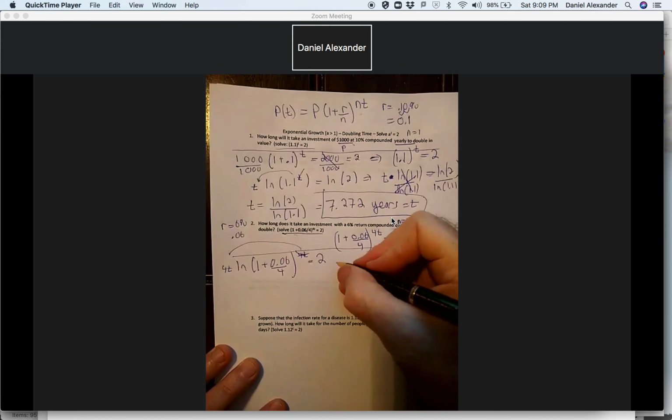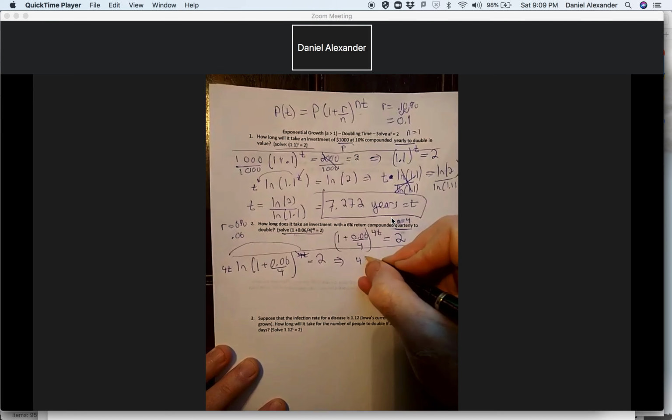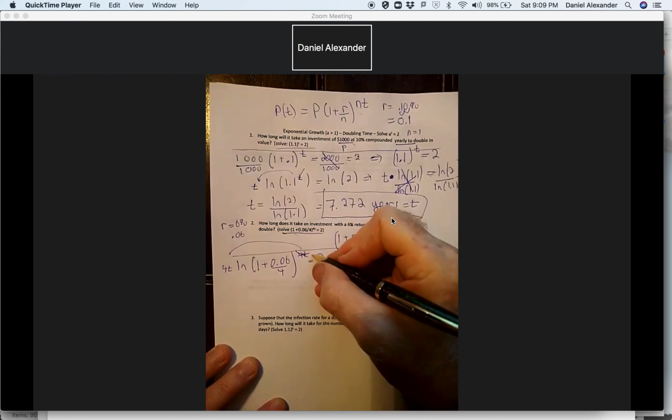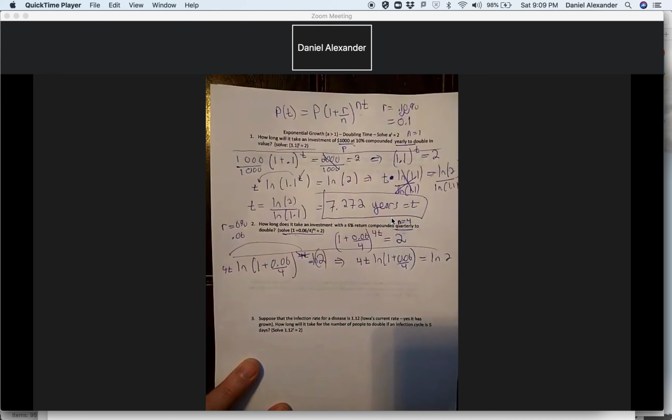So I'll rewrite it again. 4t times natural log of 1 plus 0.06 over 4 equals natural log 2. And I forgot to have the natural log 2 over here. I just left that out.